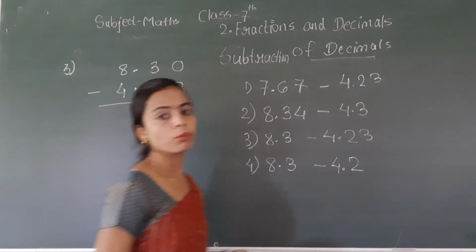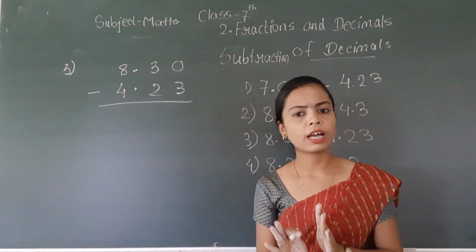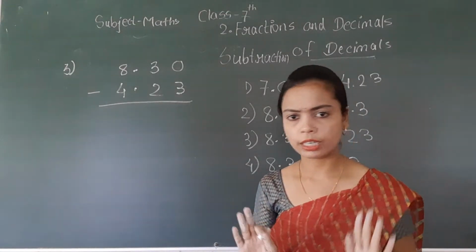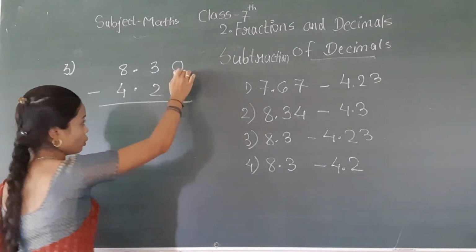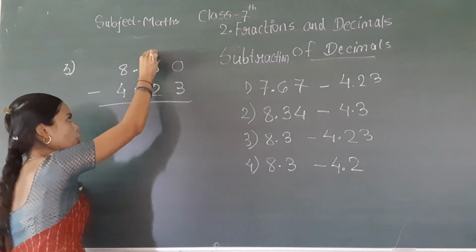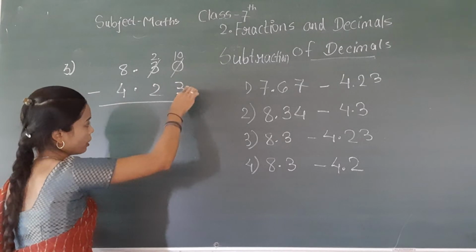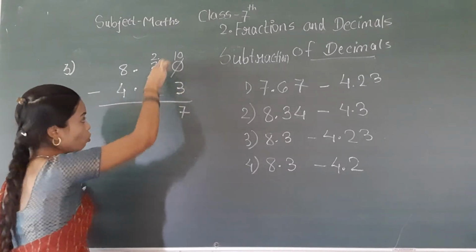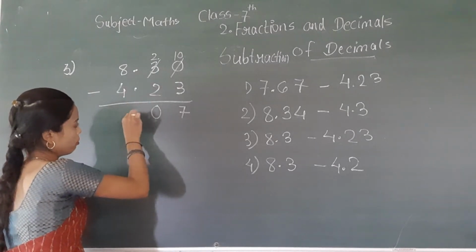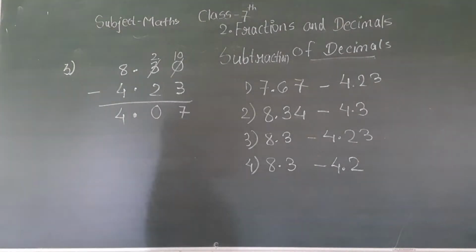Now perform your normal subtraction, as you know how to do subtraction, you just have to follow that. Just remember to put the decimal point below the decimal point. So how do we do it? 0 minus 3, 3 cannot be taken from 0, so we write it here 2 and we make it here 10. So 10 minus 3 is 7, 2 minus 2 is 0, and the decimal point below the decimal point, then 8 minus 4 is 4.